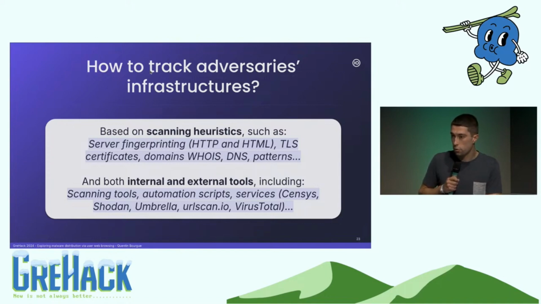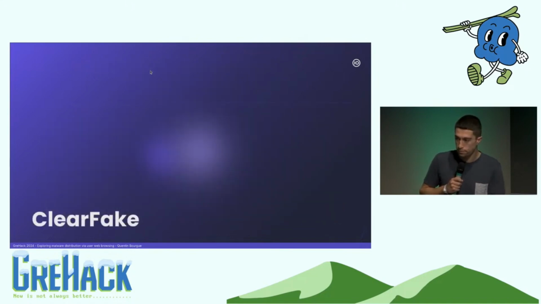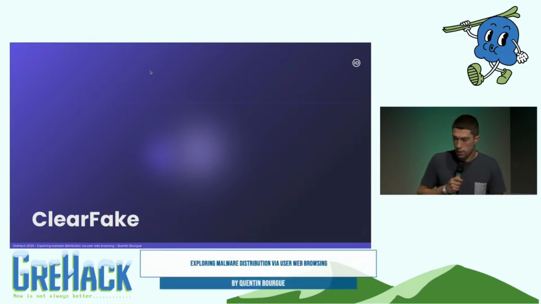So now let's see how we apply this methodology to the threat we exposed in the second part. For GreHack, we can track the GreHack infrastructure using the compromised websites, but also the C2 server. So let's start with the compromised websites.